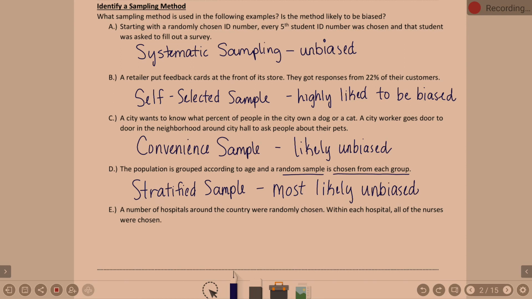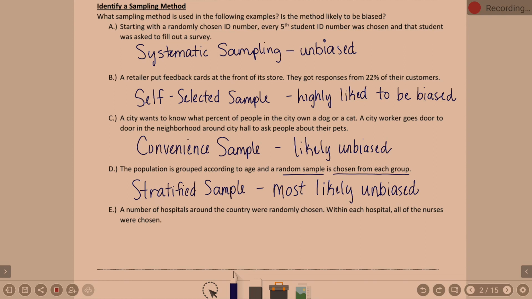Do me a favor and read the last one before you answer it. A number of hospitals around the country were randomly chosen. Within each hospital, all of the nurses were chosen. Well, if we go with the rule that we only have one left, that puts us at cluster. Now, here's what we need to figure out.